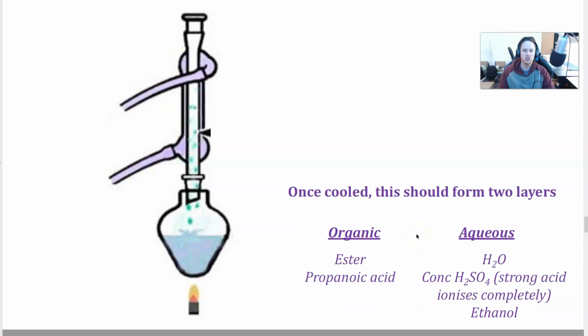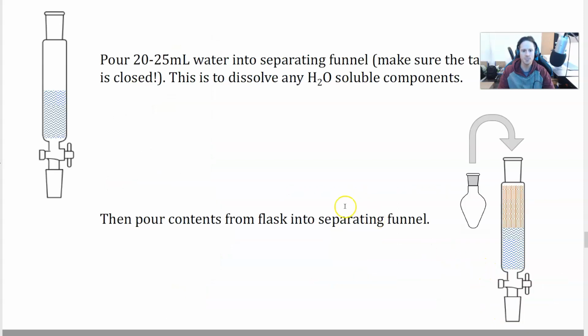Once the reflux is finished and that reaction cools down, you're going to get 2 separate layers. The organic layer is going to contain ester and propanoic acid. So organic is non-polar. Our aqueous layer is going to be water, sulfuric acid, and ethanol, which is a short chain alcohol, polar, mixes with water.